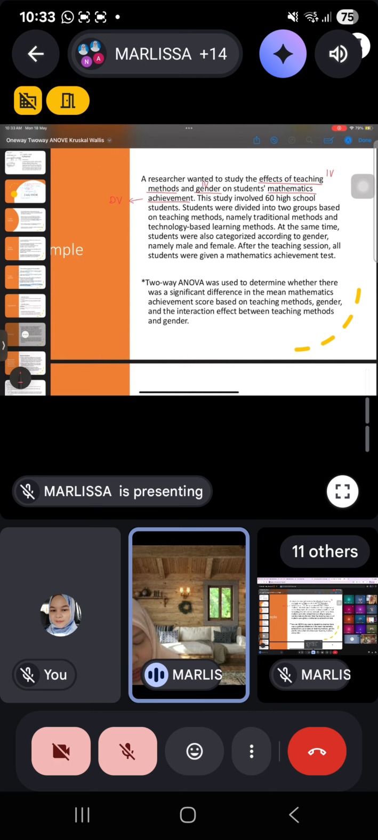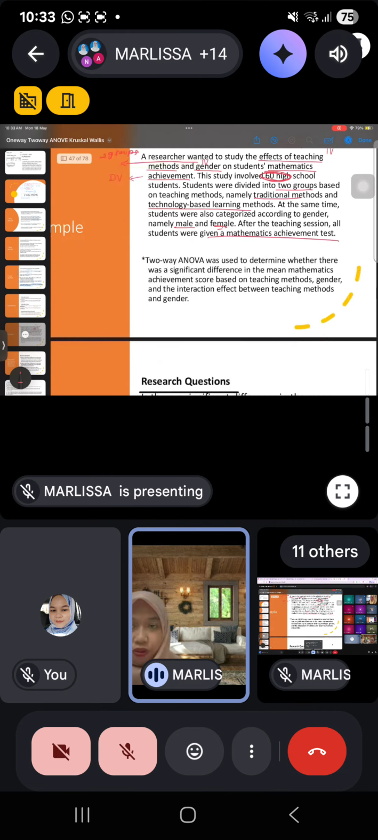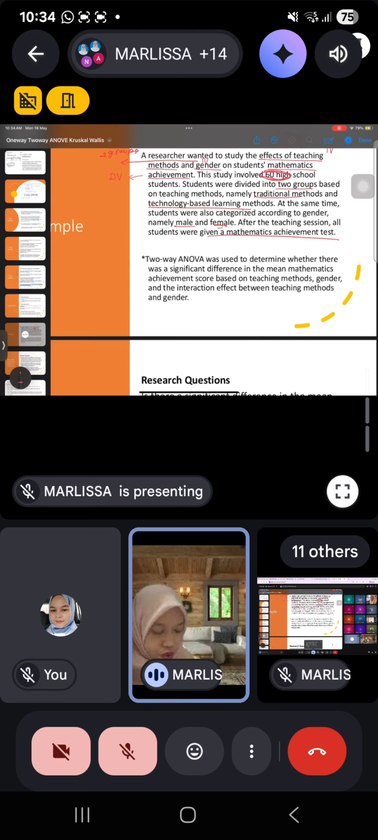This study involved 60 high school students. This is the sample. Students were divided into 2 groups based on teaching methods, and for gender we also have 2 groups, namely traditional and technology-based teaching and learning method, and gender, male and female. All the students were given a mathematics achievement test. So we use two-way ANOVA.